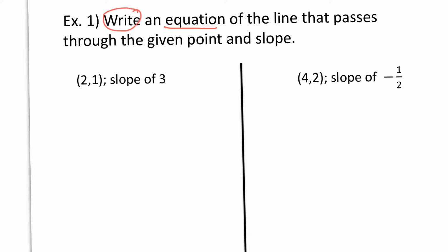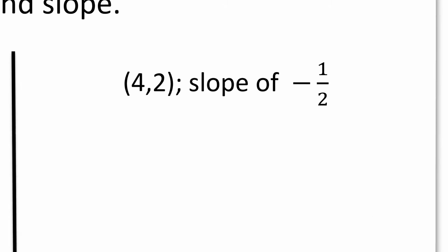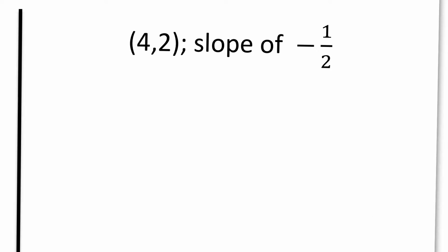So let me just zoom in here. And notice that they give us the slope. My slope for this line is -1/2. So this number right here is your m. So I'm going to put m equals -1/2.